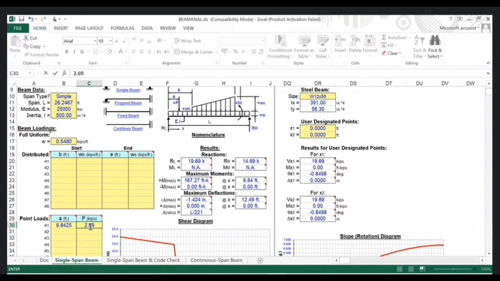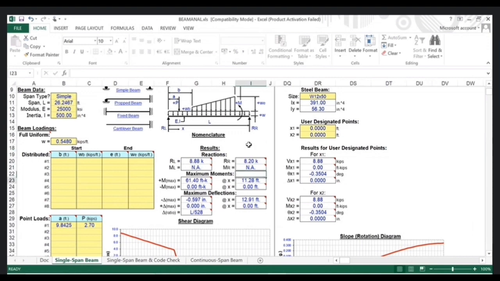So this is our point load, and the second one is the UDL. So we put our load in over the beam. After putting this value, we can see the reaction value of the left support and the reaction value in the right support. These values will be automatically generated from this Excel sheet.